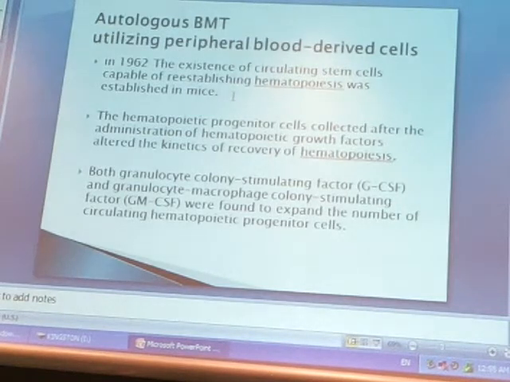Okay, we have other indications for allogeneic transplant, like hereditary anemia, myelodysplastic syndrome. You know myelodysplastic syndrome, right? Yes. Okay. Another indication is myeloproliferative disorders. Another indication, CML, chronic myeloid leukemia.